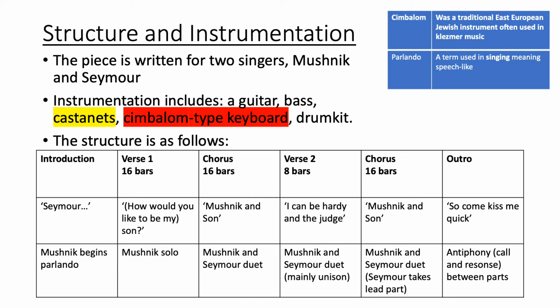Then we have another 16-bar chorus. Seymour now starts to take the lead, but it's still a duet, and then we have an outro, which features lots of antiphony, which is some call and response between parts, but again, we'll look at that shortly.